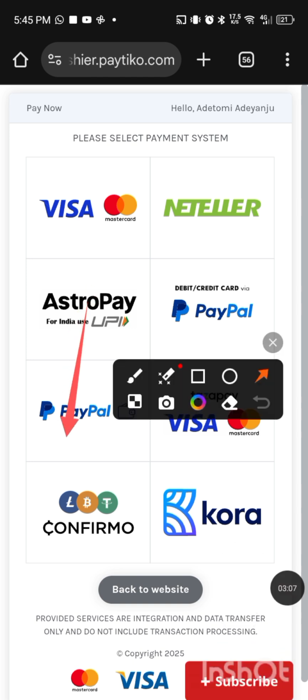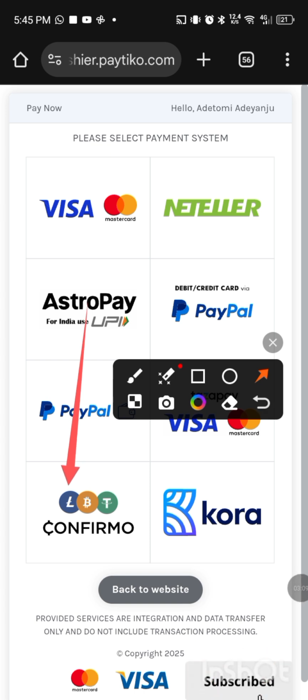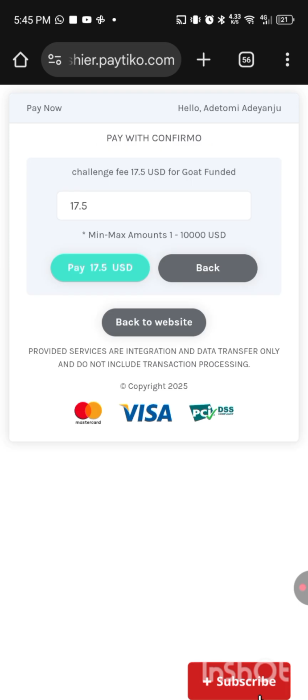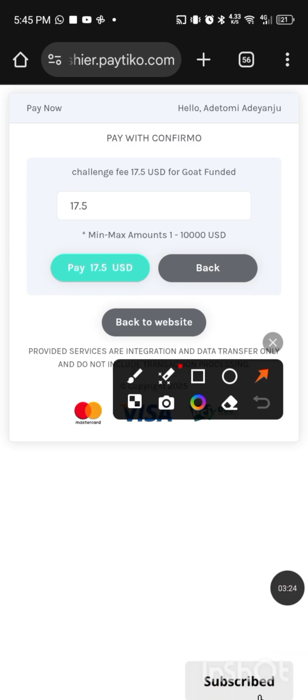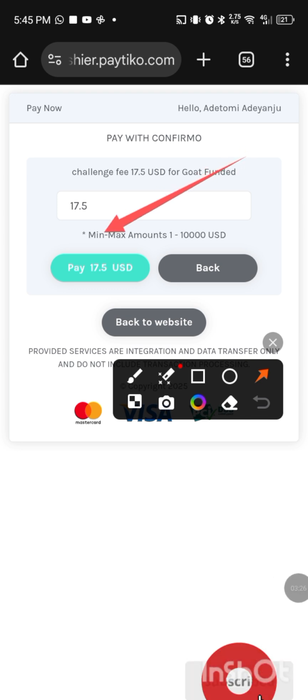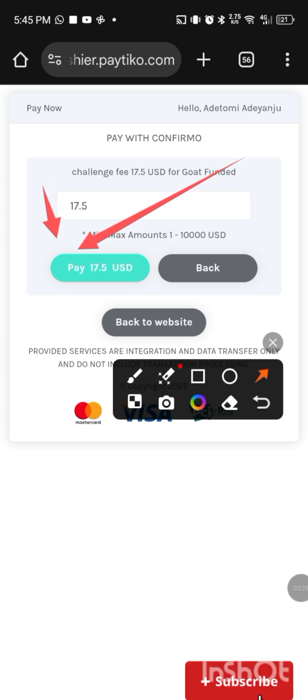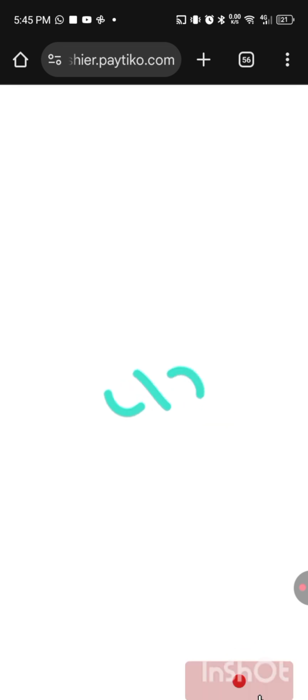Okay, this is my payment option I'm going to click on. Please kindly take note of this. We are going to click on LBT Confirmer because I'm paying with crypto. So I'm going to click on it right now. What next? After that, click on pay 17.5. This is it here. Please kindly take note of this. Pay 17.5 USD. So I'm going to click on it.